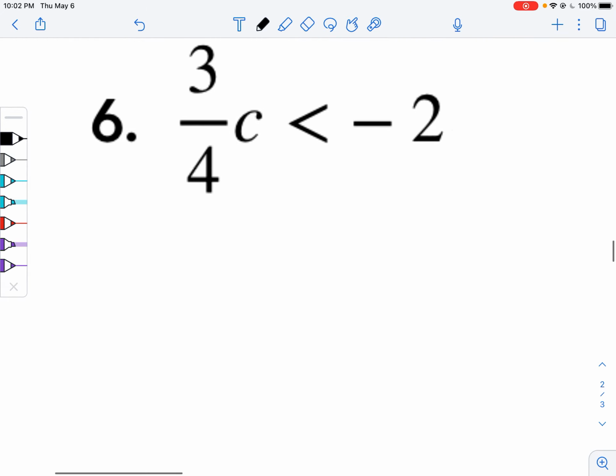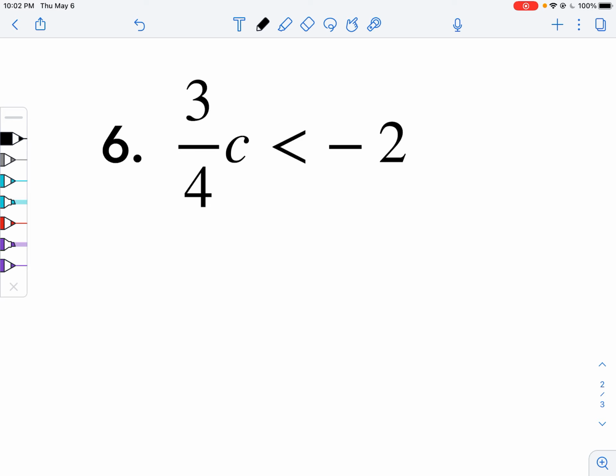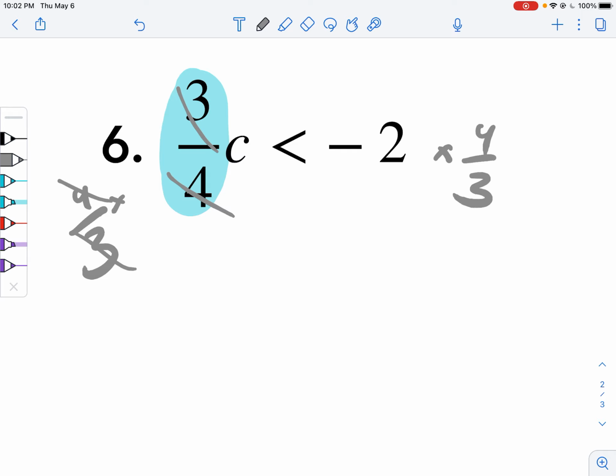What about here? Here, what's happening to our c? Well, we've got a 3/4. So to undo that, I'm going to multiply times 4/3. Because when I multiply times 4/3, the 4 is going to cancel out, the 3 is going to cancel out. I got to multiply by 4/3 this time.